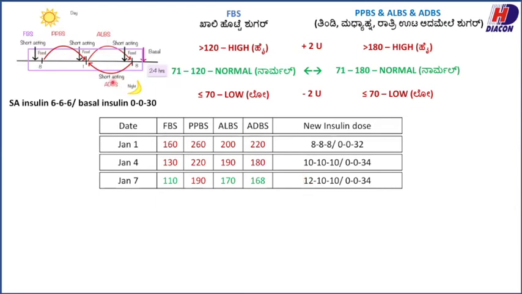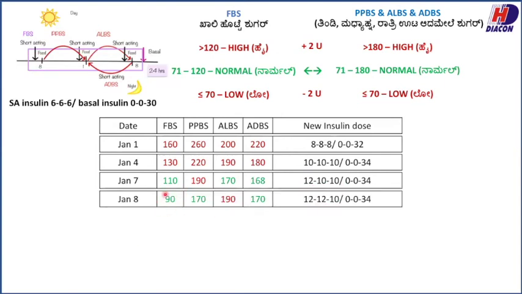After lunch, it is normal. After dinner, it's normal. So it means the amount of insulin we have taken with lunch and with dinner are sufficient. So we continue the same doses, 10 and 10 with lunch and dinner. So the new dose is 12, 10, 10, and basal insulin is 34.